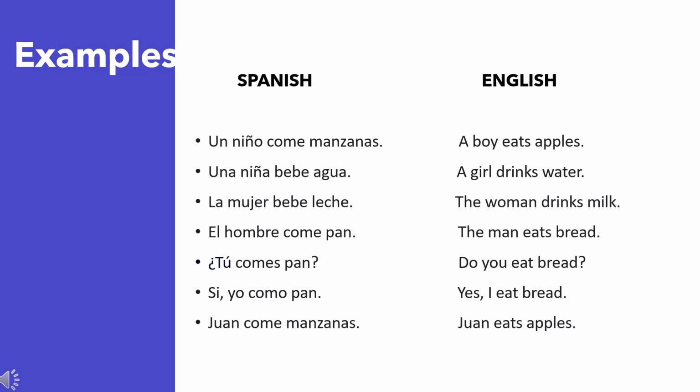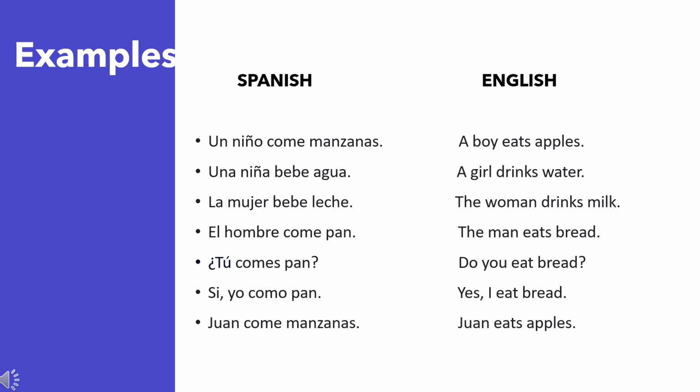Tú comes pan. This is a question. So it is asking, do you eat bread? Tú comes pan. Sí, yo como pan, which means yes, I eat bread.